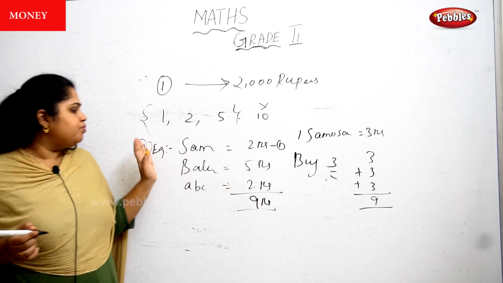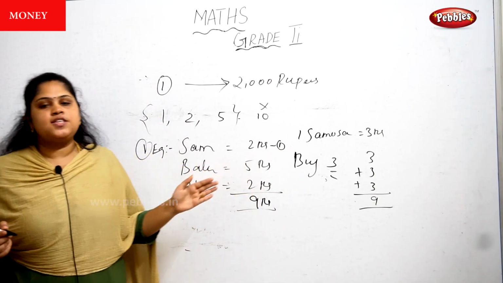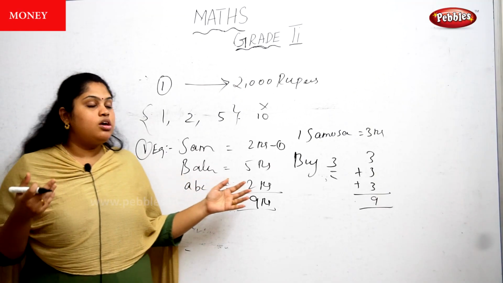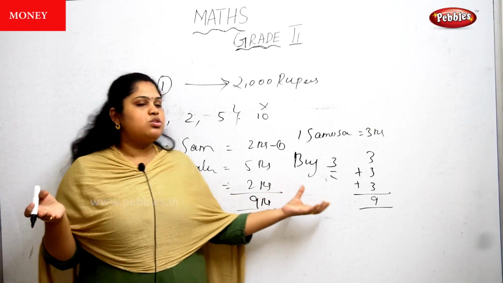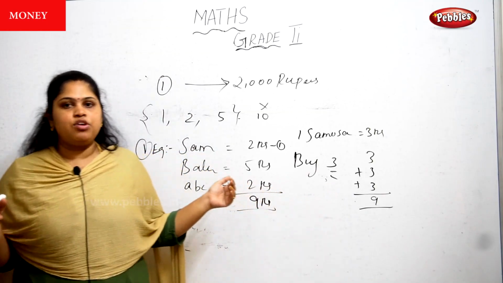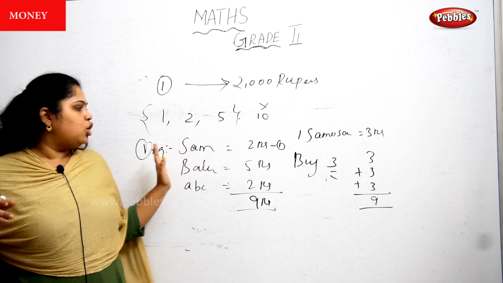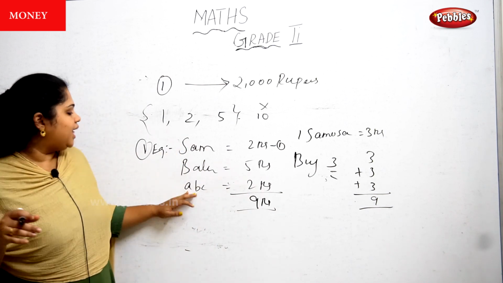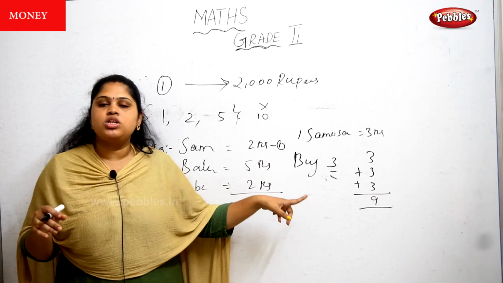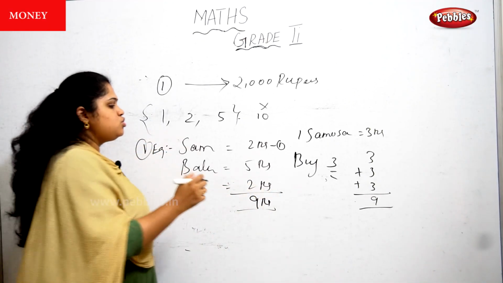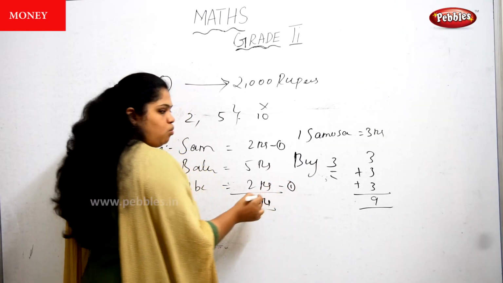See here, Balu. Balu has 5 rupees. Yes, he has more than the eligible criteria, isn't it? The samosa costs 3 rupees, but he has 5 rupees. It's more than enough. So you don't need to worry about Balu. And ABC, he has 2 rupees, but what is the cost of 1 samosa? 3 rupees. So how many rupees does he want? 1 rupee he wants, isn't it?